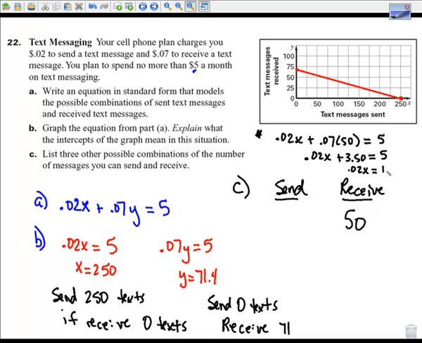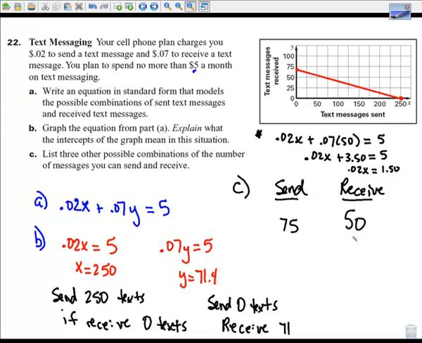If I subtract $3.50, I have $1.50 left, and if I take $1.50 and divide it by 2 cents, that means I sent 75. Well, I guess I misspoke. I do send a little more than I receive, but that's okay. I'm still pretty popular. And then you can just check it. 75 times 2 cents plus 50 times 7 cents should equal $5.